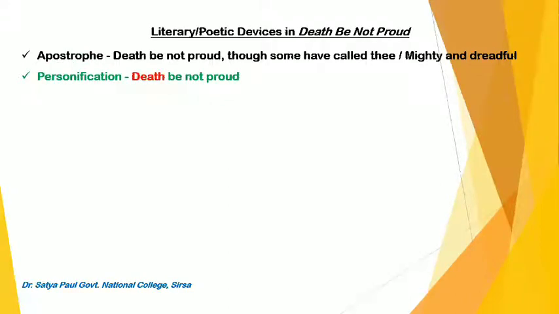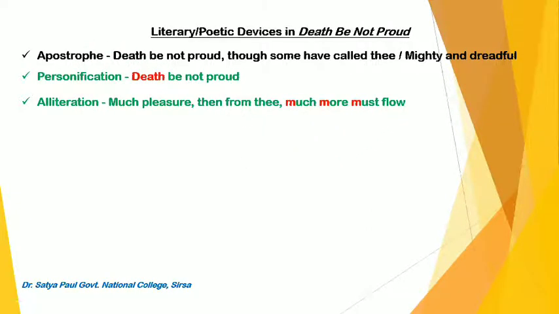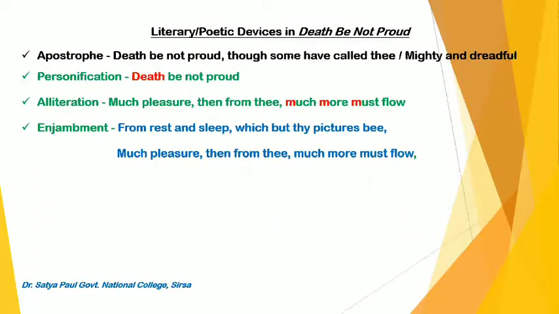So next thing is personification. As I have already discussed, death has been personified here. And alliteration, there is one beautiful example of alliteration in this poem, where the poet says, much more than from thee, much more must flow. Much more must, I have highlighted in red color the initial sounds ma, ma, ma. So this is alliteration in the poem Death Be Not Proud.